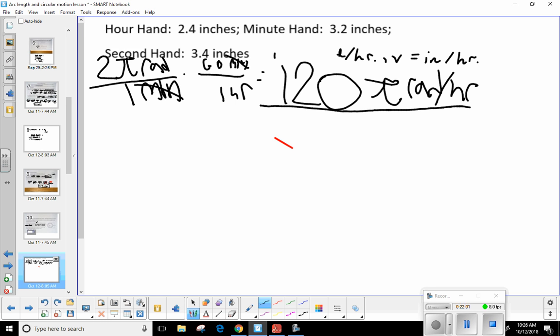Okay, he is absolutely right. Now, Raphael says that the angular speed for the second hand is going to be 120 pi radians per hour. That is absolutely correct. Okay. And Skylar is going to take over. He's going to do the linear velocity. So we have our angular 120 pi radians per hour.